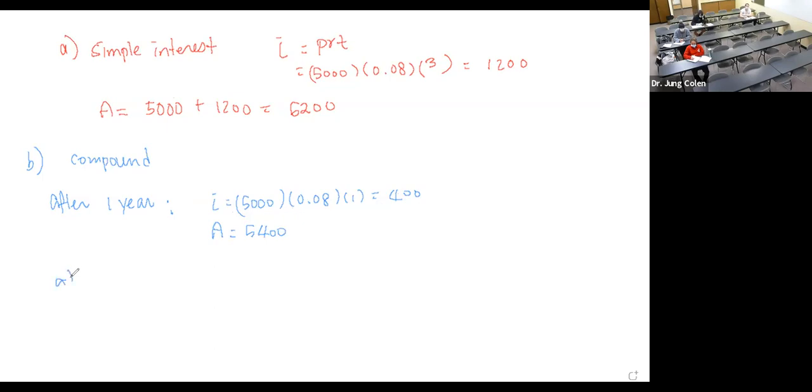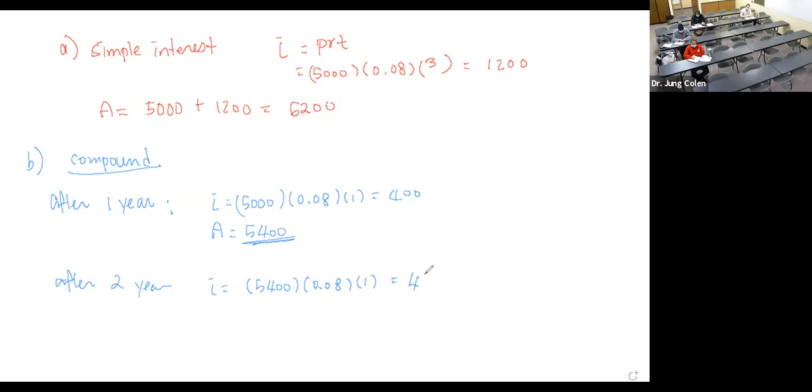Now, after 2 years, we are using compound interest. So this amount will become our new principal. That's compound interest. So I is equal to what? 5,400 will be your new principal. We still have the same interest rate and we have only 1 year. What does that give us?